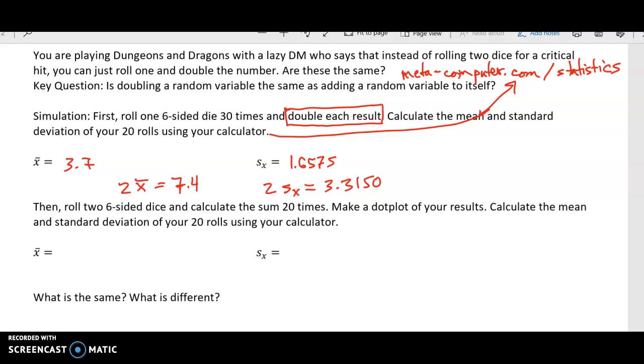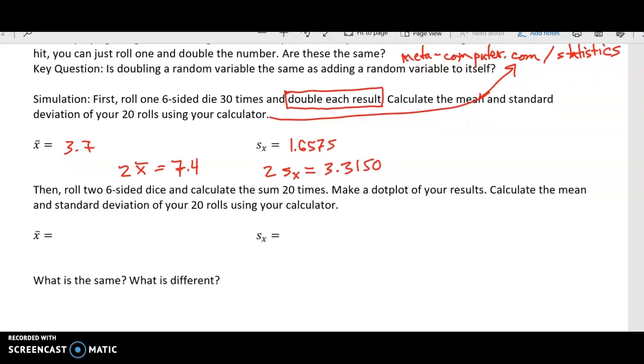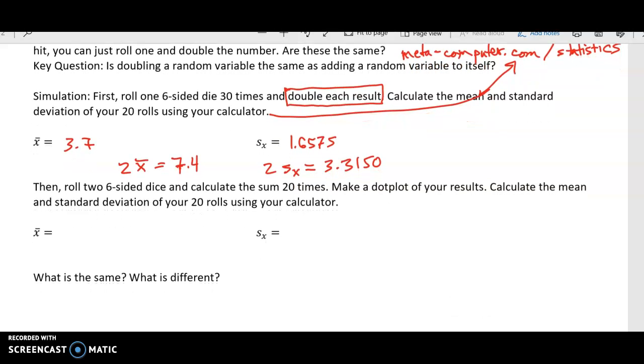Then roll 2 6-sided dice and calculate the sum 20 times. So I'm going to do this first roll and second roll, where the x's are the first sums, first rolls. And y are the second sums.